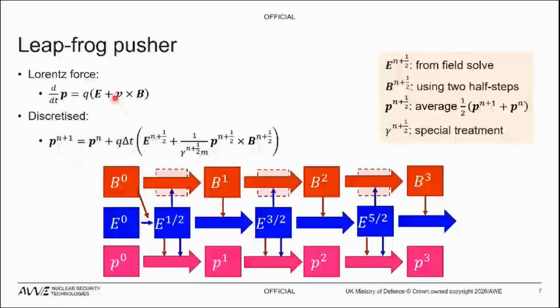Oh no, it is a V, never mind. And we're doing P divided by gamma m, which is how we get around that. So that's the relativistic form of the Lorentz force.